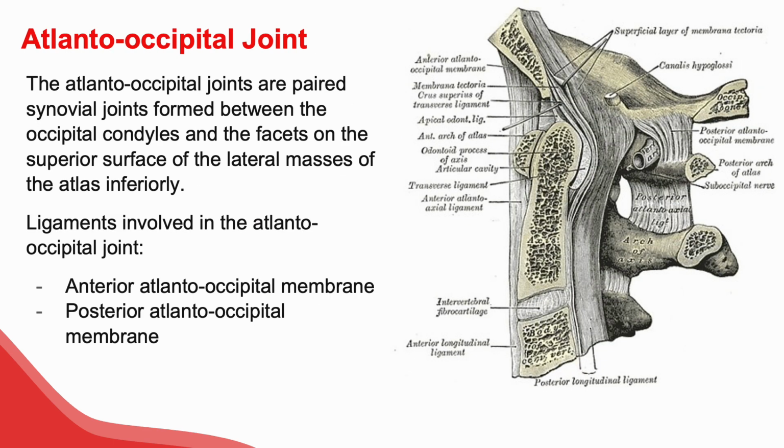The atlanto-occipital joint is the joint between the atlas, which is C1, and the occipital condyles of the skull. We have several ligaments that are involved in the atlanto-occipital joint. We have the anterior atlanto-occipital membrane, which is this one right here. And then we have the posterior atlanto-occipital membrane. These ligaments help in stabilizing the atlanto-occipital joint.